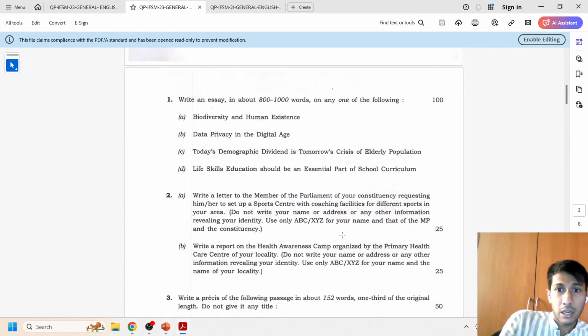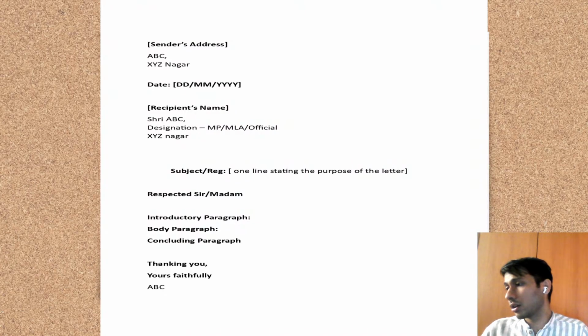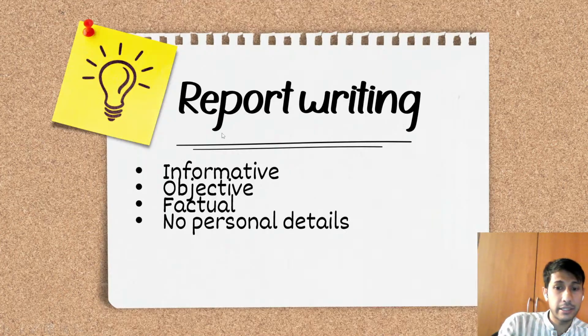because they have specifically mentioned, if you see here, do not write your name or address revealing your identity. Use only ABC or XYZ for your name and that of the MP and the constituency. So they have clearly mentioned you don't even have to use the constituency. So, XYZ Nagar.